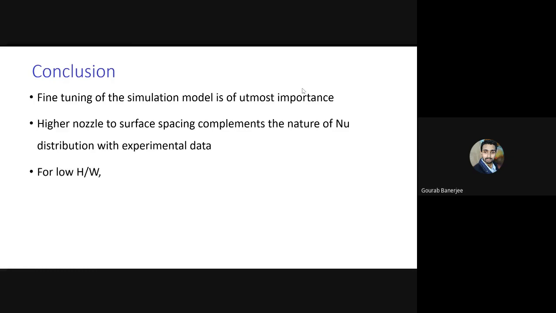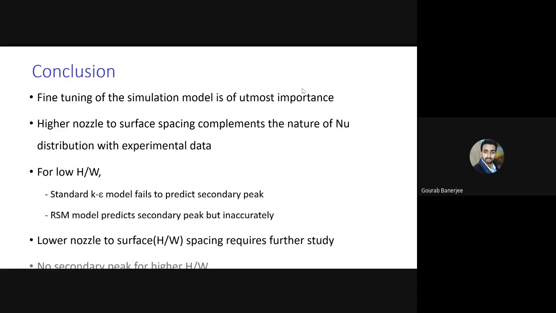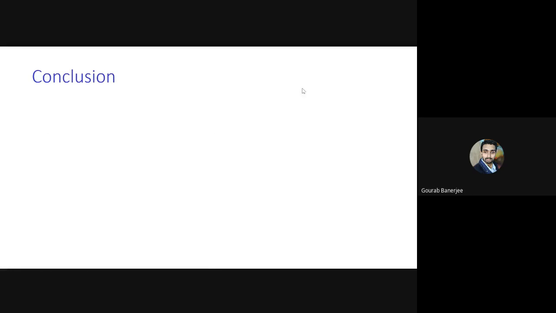We have already seen that the higher nozzle to surface spacing complements the nature of the Nu distribution curve with the experimental data. But for the lower one, the RSM is predicting the secondary peak, whereas the standard KSLM fails to predict it. But on the opposite side of the coin, the RSM, although it predicts a secondary peak, predicts it inaccurately. So overall, we can say that for lower nozzle to surface spacing, it really requires further study. But for the higher ones, there is no secondary peak, no vortices formed. So it is a bit safer to simulate.